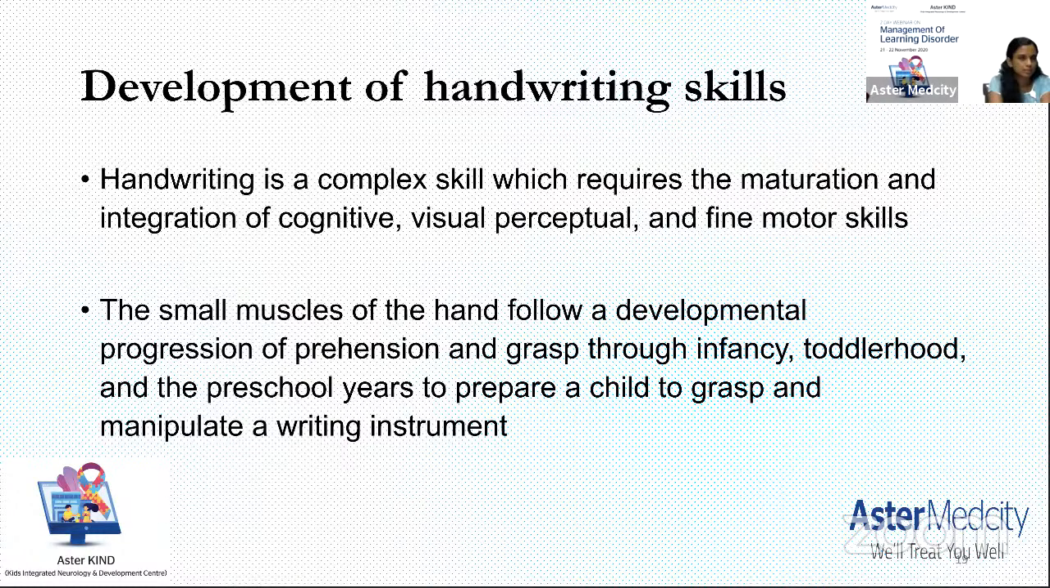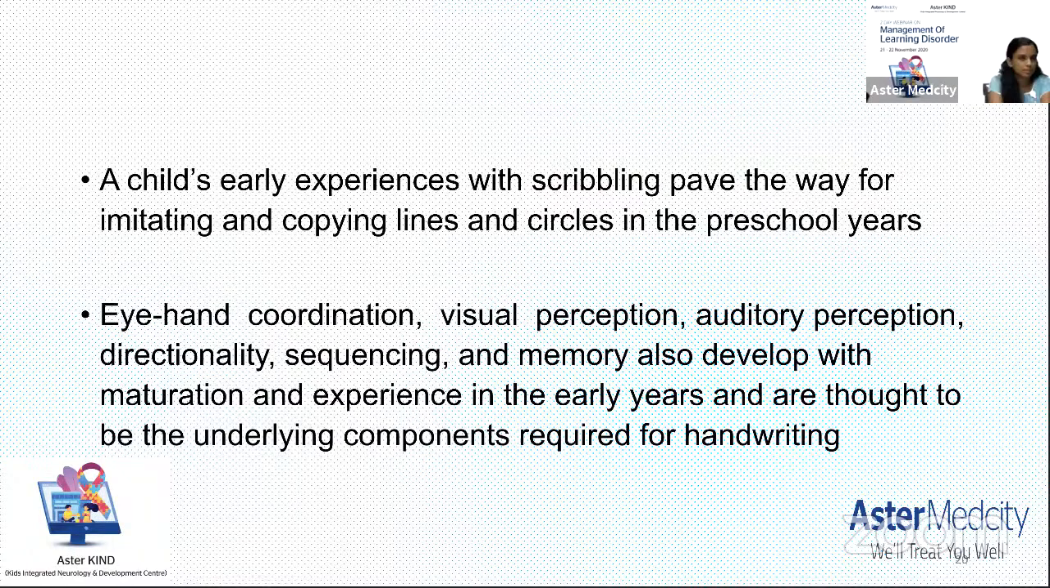As we all know, it is a complex skill that requires the maturation and integration of cognitive, visual perceptual, and fine motor skills. The small muscles of the hand follow a developmental progression of prehension and grasp through infancy, toddlerhood, and the preschool years to prepare the child to grasp and manipulate a writing instrument. So the prerequisites for handwriting skills are normal small muscle development, eye-hand coordination, visual perception, auditory perception, directionality, sequencing, and memory. All these skills are prerequisites for handwriting skills. And the child's early experiences with scribbling pave the way for imitating and copying lines and circles in the preschool years.